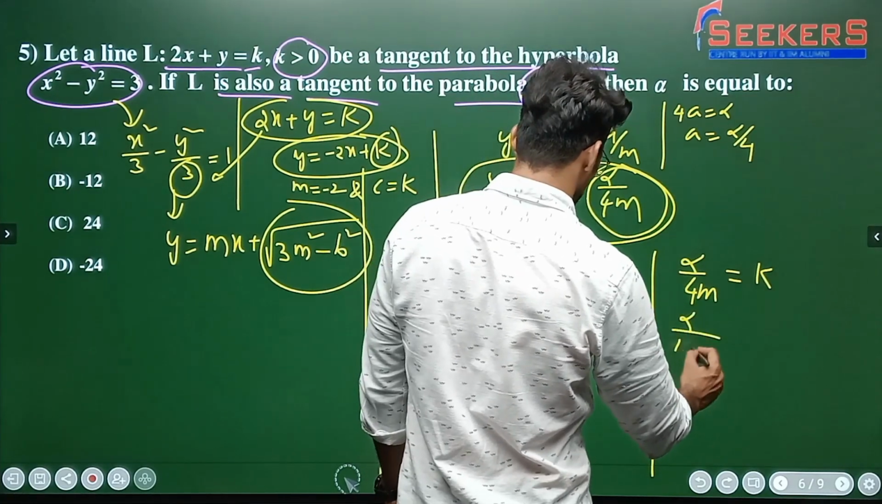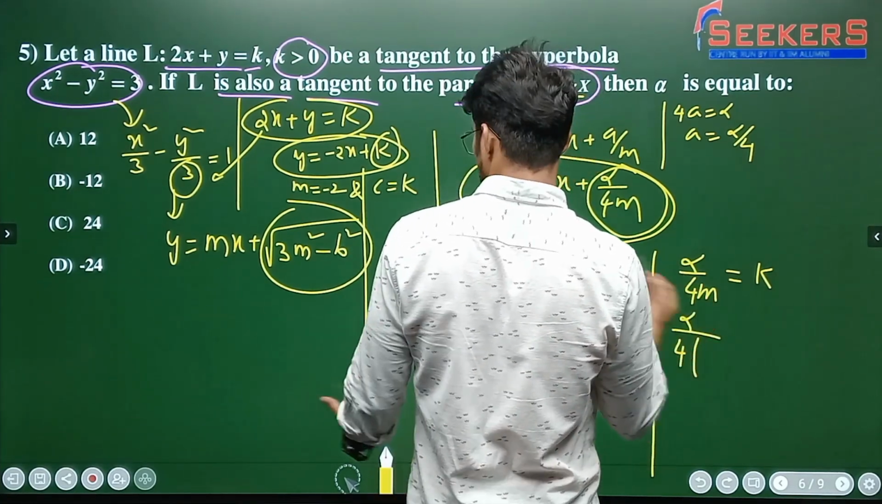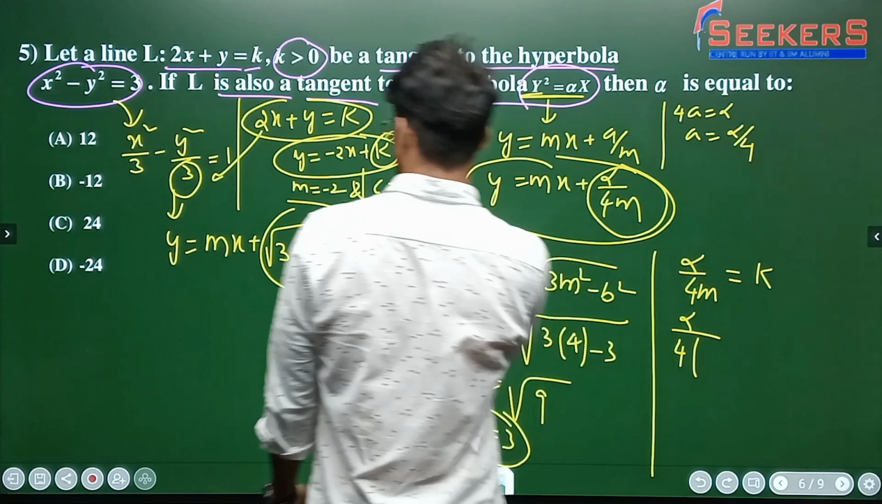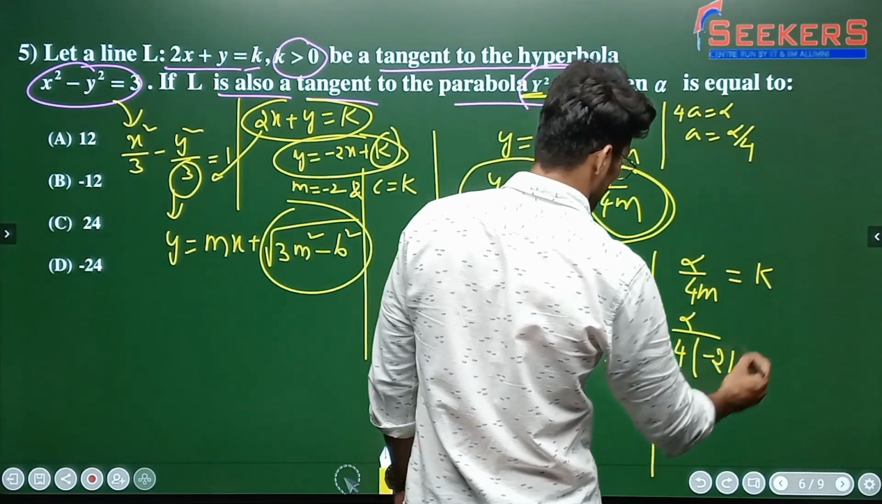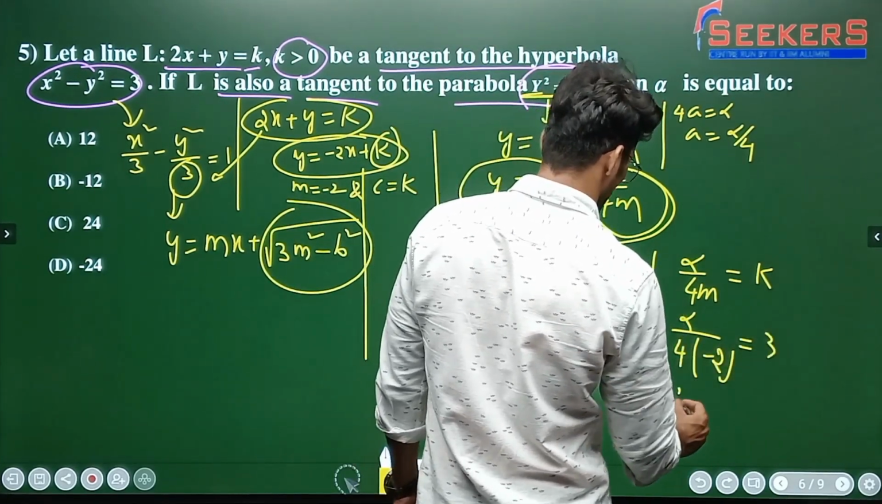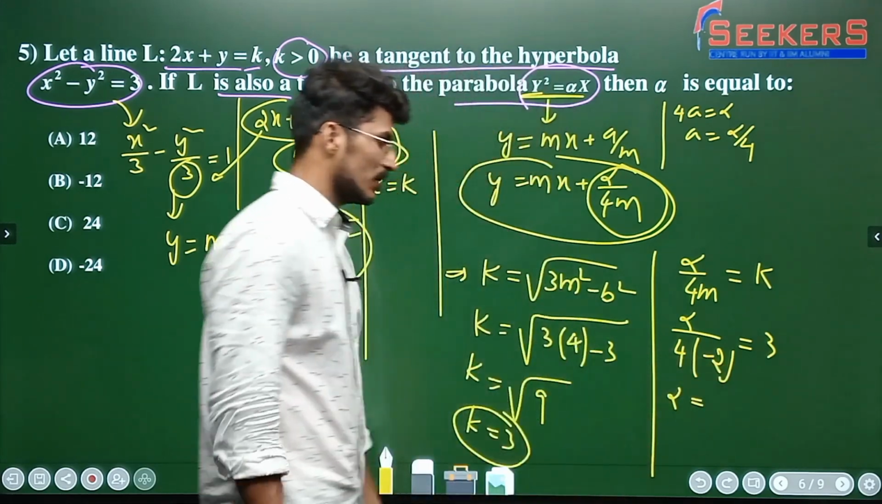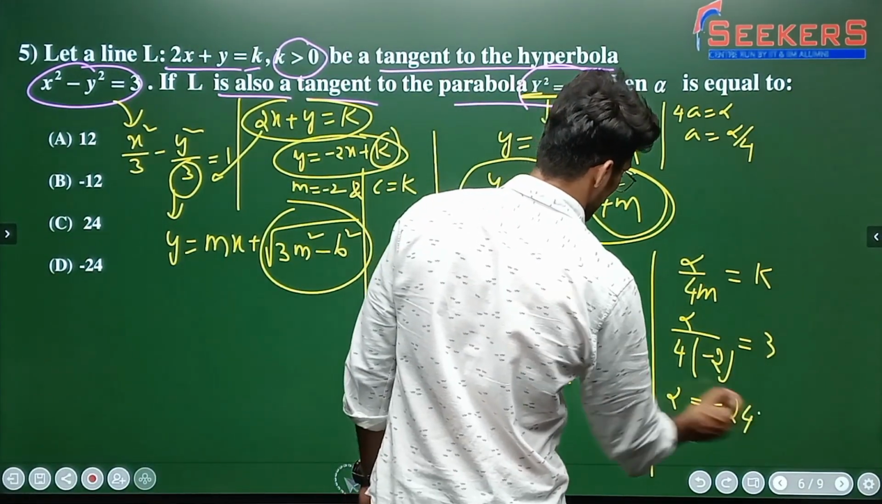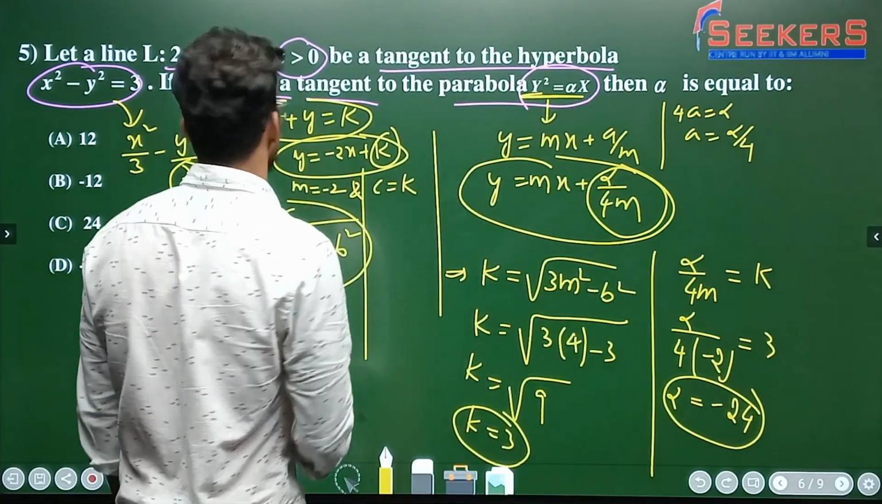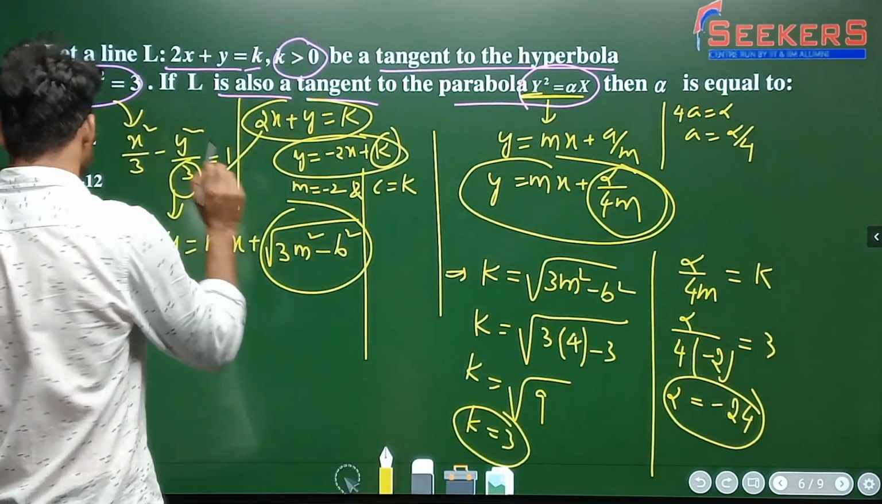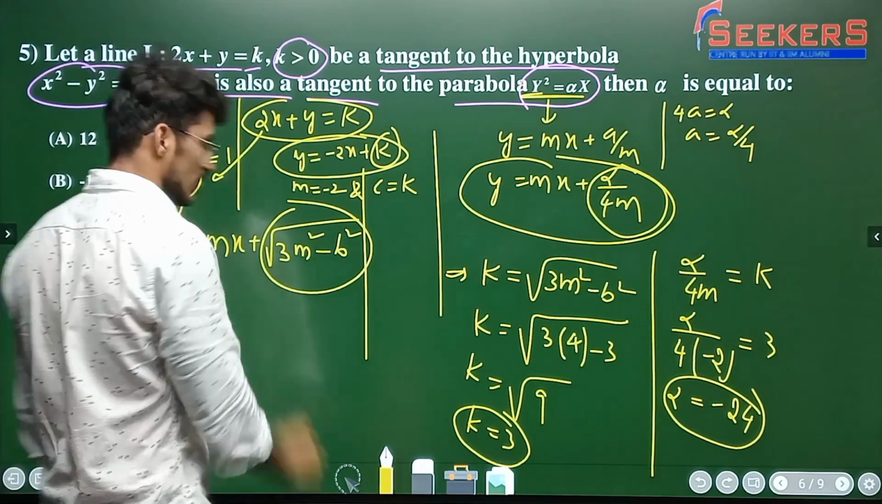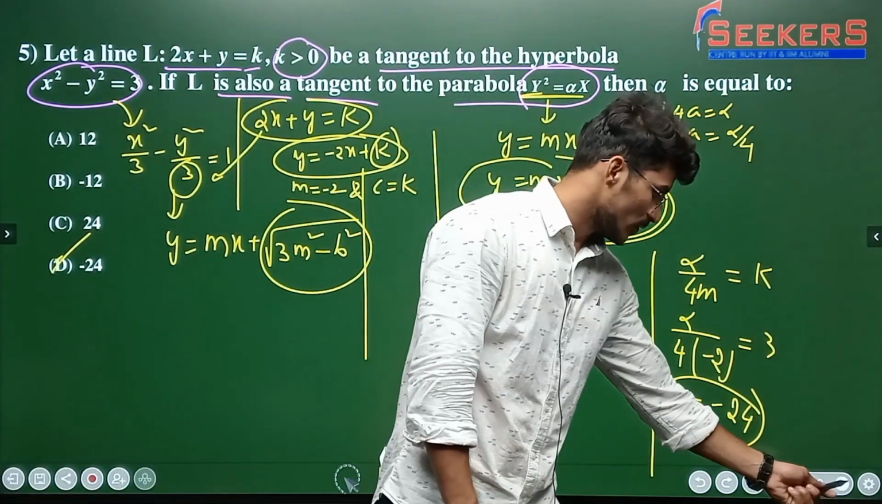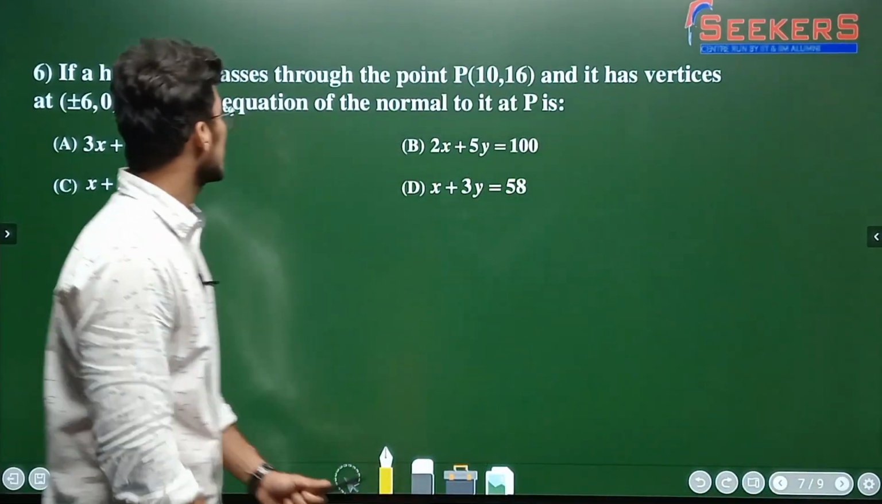So alpha by 4 into m. What is the m value? We got the m value as minus 2, right? So alpha/(4 × (−2)) = 3. So alpha is equal to what? Tell me. 8 fours are 32, no, 8 threes are 24. So minus 24 is the answer. Minus 24 is the answer. The options are here, so option D is the right answer. So we'll move forward to the next question.